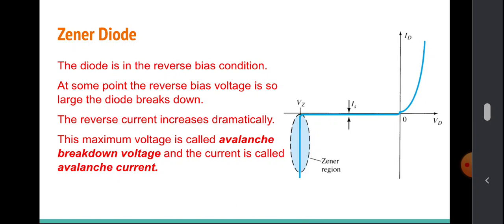At some point, the reverse bias voltage is so large the diode breaks down. The reverse current increases dramatically. Okay, so the maximum voltage is called the avalanche breakdown voltage, and the current is called the avalanche current. So in the Zener region, the maximum voltage is called the avalanche breakdown voltage, and the current is the avalanche current. That is for the Zener diode.